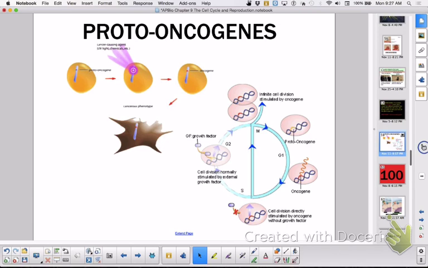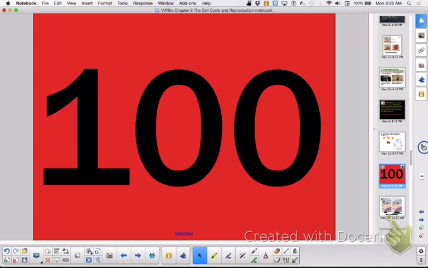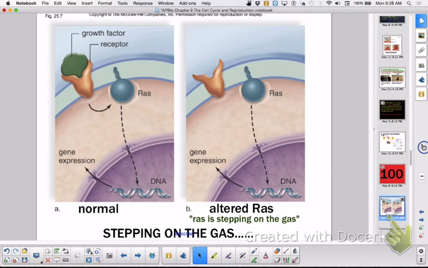Now, you would want to know, if you look at your next notes, how many potential oncogenes do you have? About 100. So there are over 100 potential oncogenes. They're in different families or groups, and the one you see the most is the RAS, and RAS is like stepping on the gas. Normally you need a growth factor, and here's a protein acting as a receptor, which triggers the RAS, which triggers the DNA, that triggers that gene expression where it's going to promote the cell cycle.